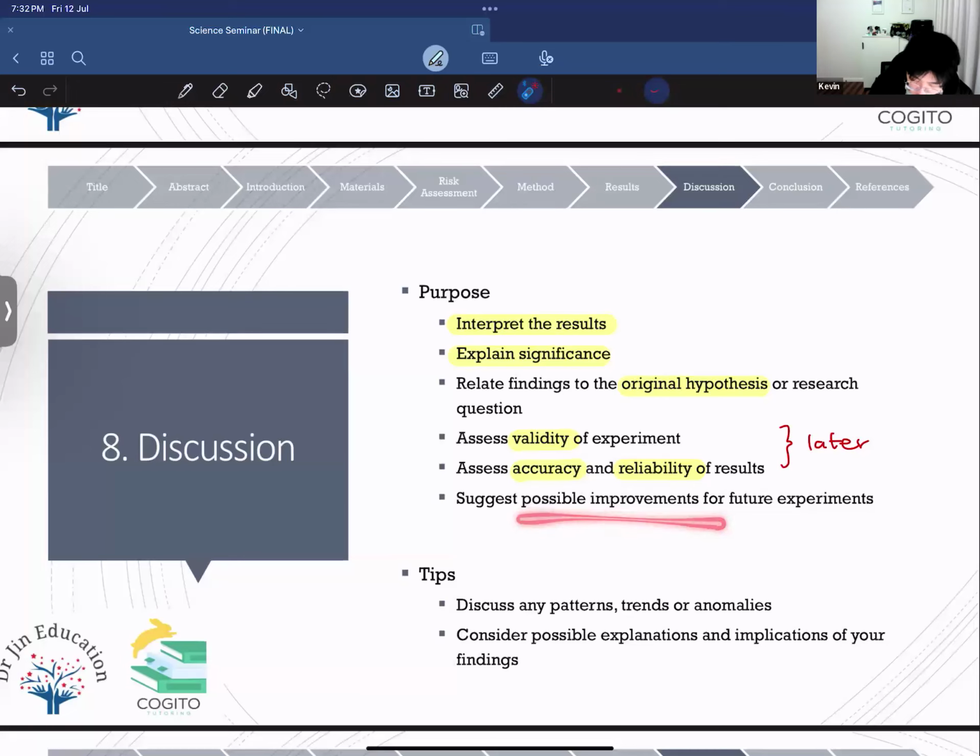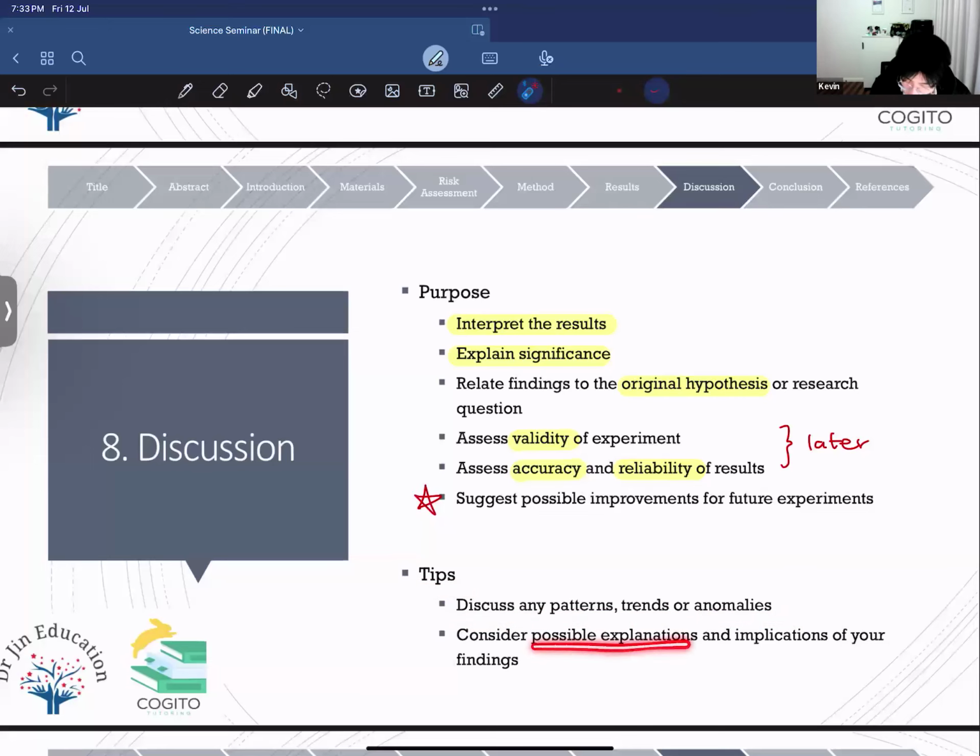Suggest possible improvements for future experiments. Now, this is a big thing. You should reflect on your experiments and your results, and think about what you can improve for future reference. Because someone may pick up your science report and think, oh, he suggested some improvements. I can go and try to make these improvements and see what happens. Now, what are some tips? Discuss any patterns, trends, anomalies.